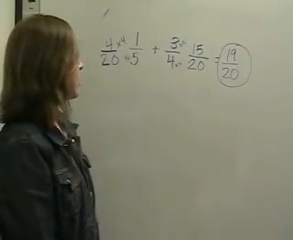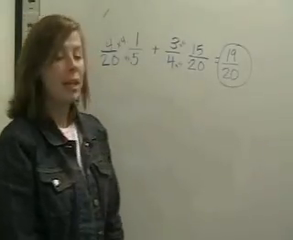This is what you should have gotten. The solution to 1/5 plus 3/4 is 19/20.